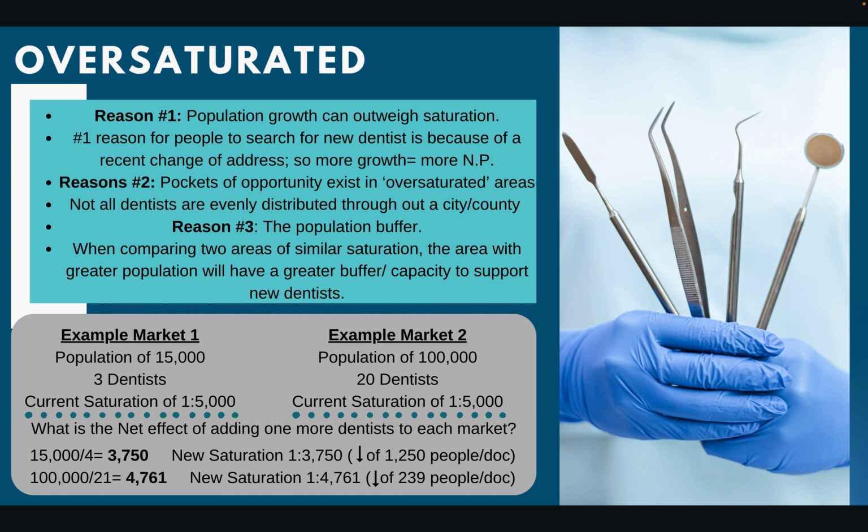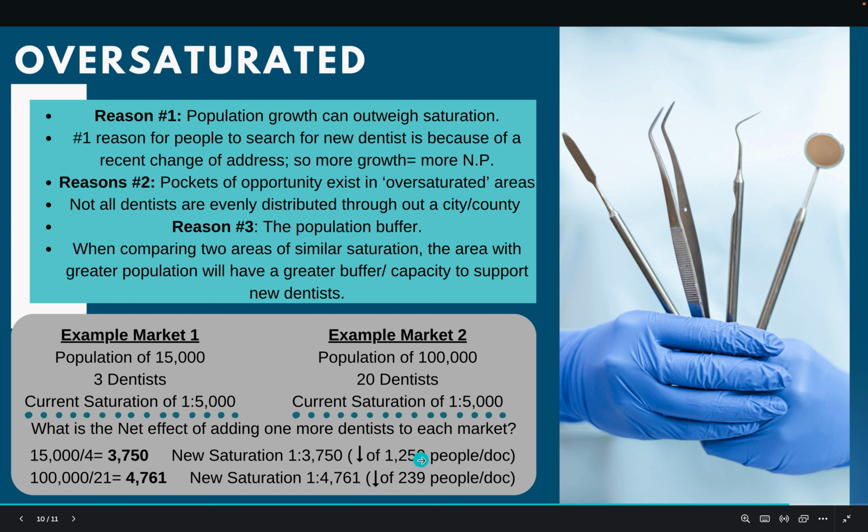Now, looking at the population buffer, what does this mean when you add a new dentist into the market? How does that change the saturation of that area when you add a new dentist, right? So with each population, all I did was just add a new dentist. So instead of 15,000 by 3, it's 15,000 by 4. And instead of 100,000 by 20, it's now 100,000 by 21. And you can see that there's a drastic difference in the amount of saturation change that occurs. So the new saturation total with 1 more dentist added to each group is respectively 1 in 3,750 and 1 in 4,761. That's a huge change.